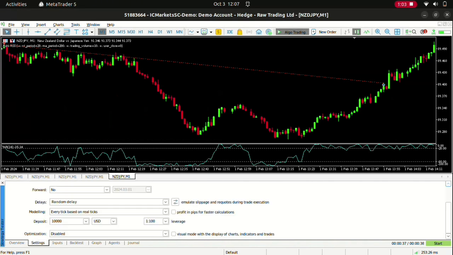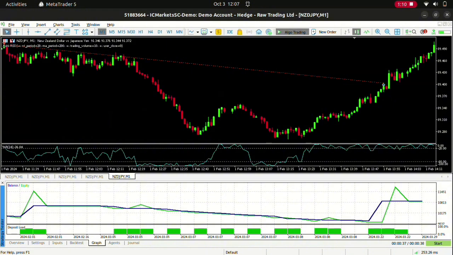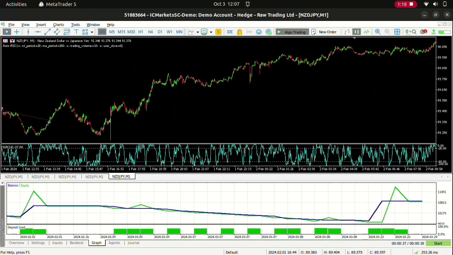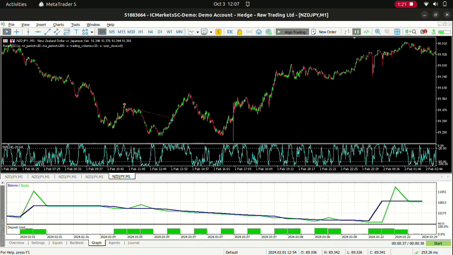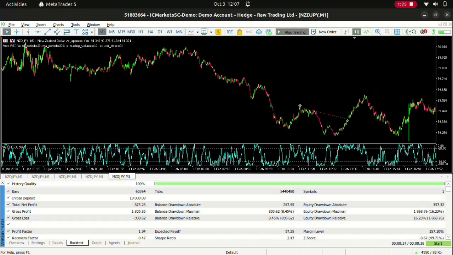We backtested this over M1 data from February all the way to March. As you can see, we were making a killing. It didn't close on time. Look at that. Caught a nice big trade there. But let's see. These are our profit levels: a total net profit of $875.